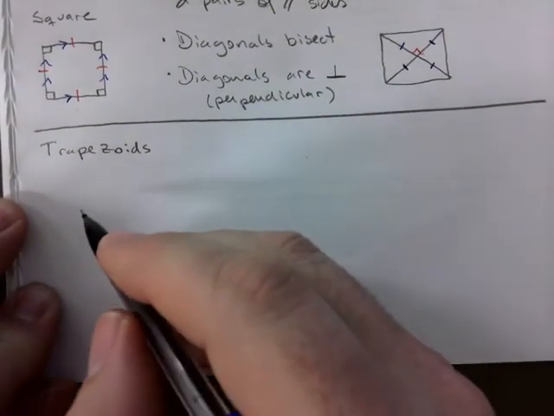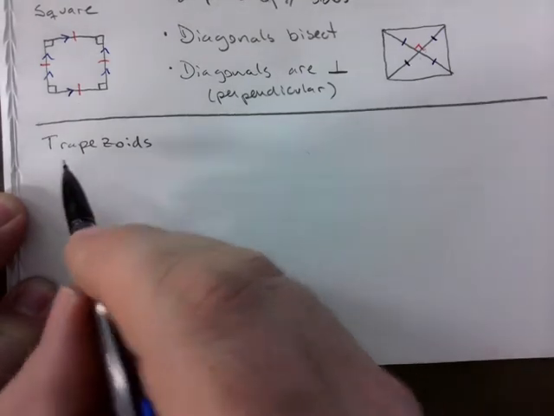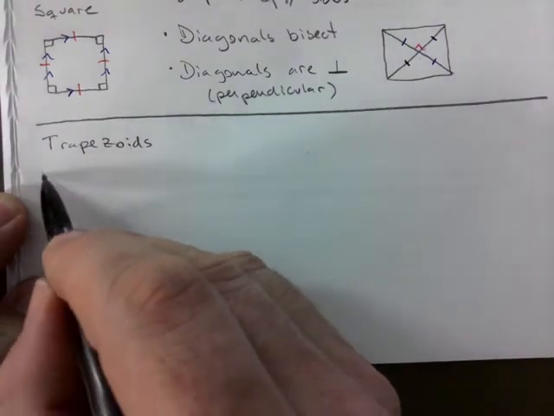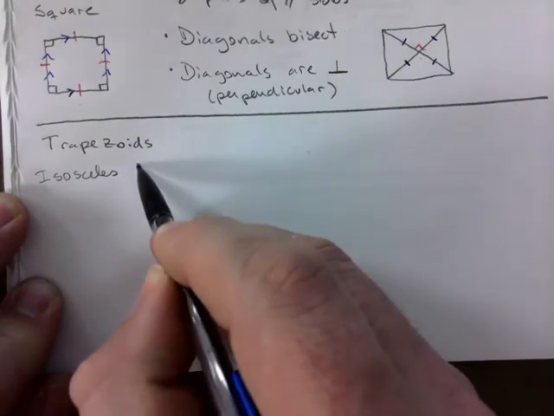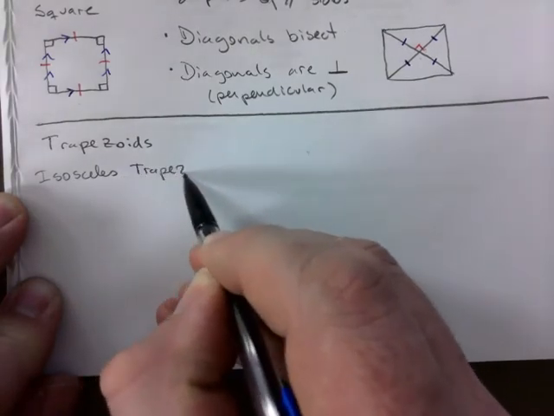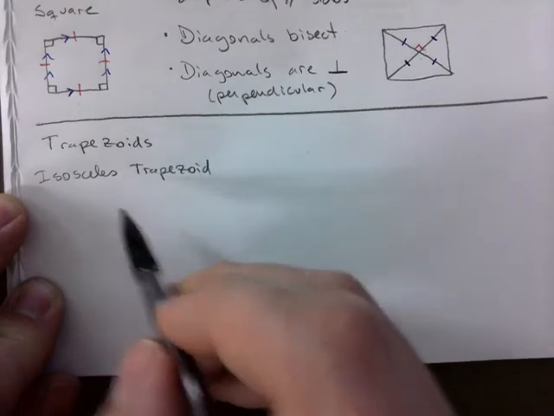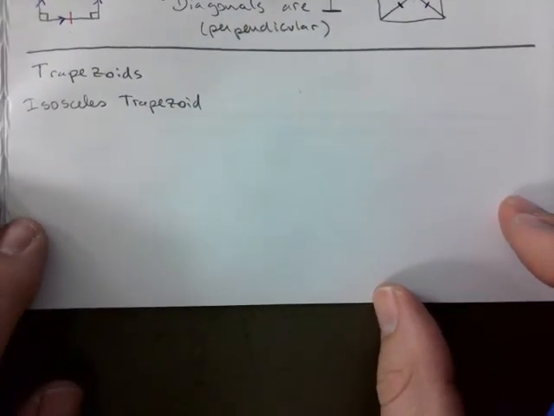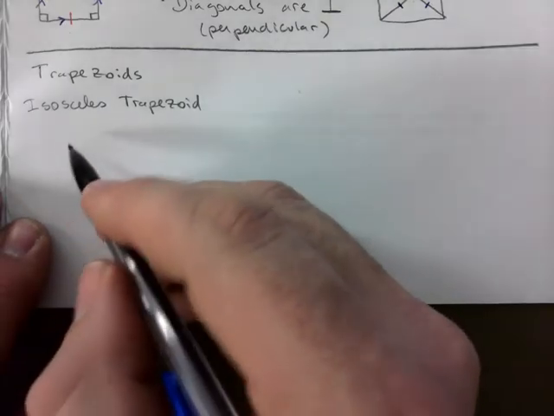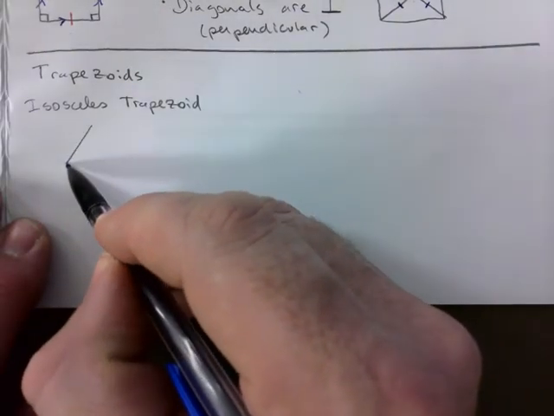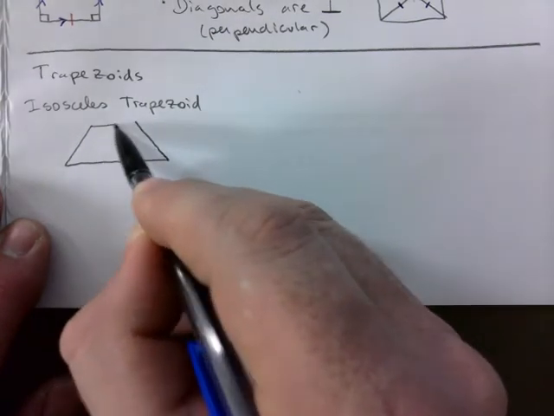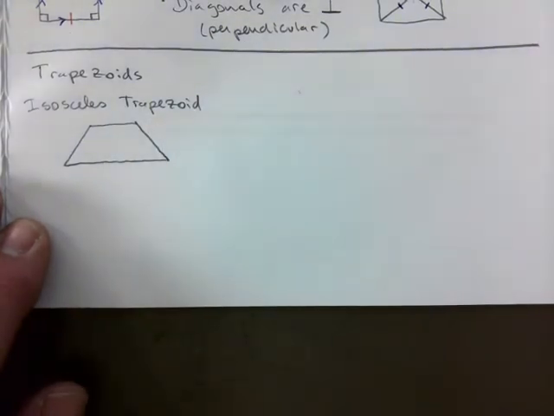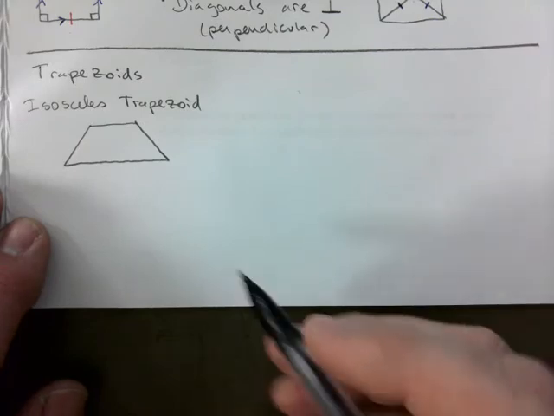Okay, so trapezoids, you have the isosceles trapezoid. Anybody know what a trapezoid looks like? Some classrooms will have desks that look like trapezoid desks. So it's this one. It's basically a triangle, right? But the top was cut off, right?